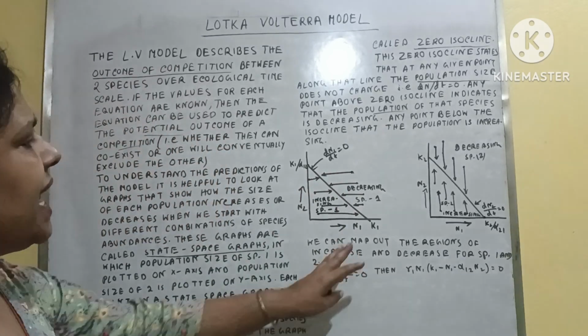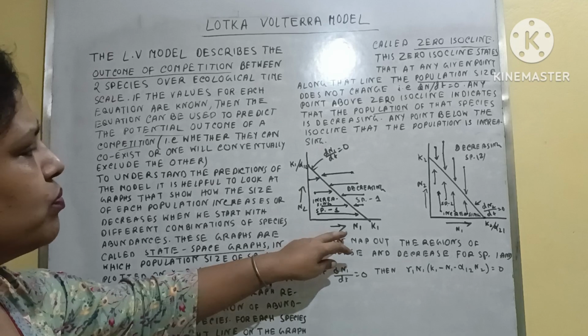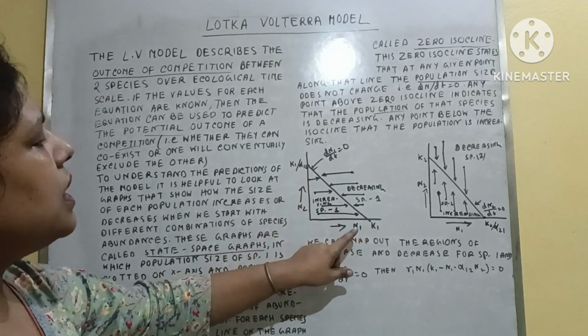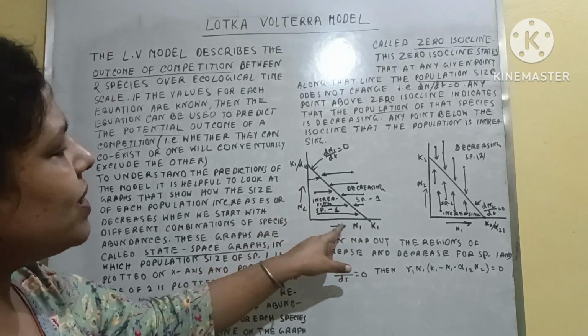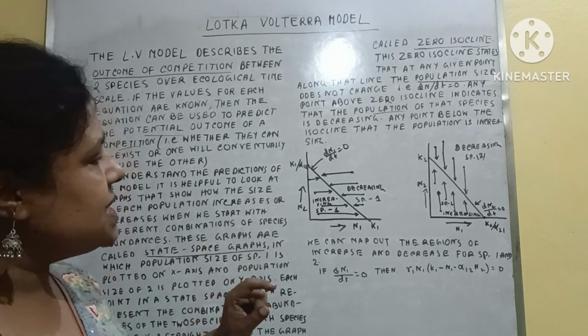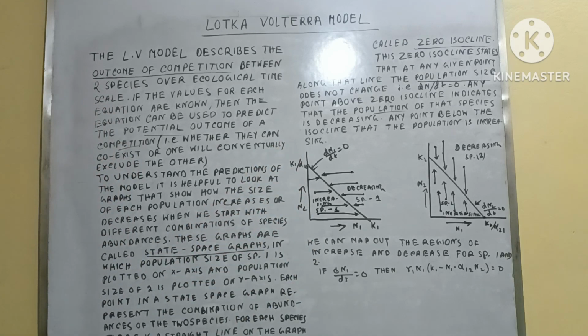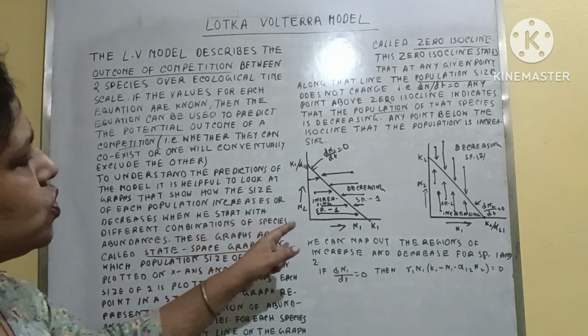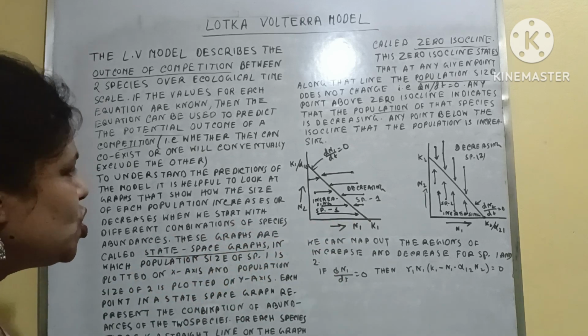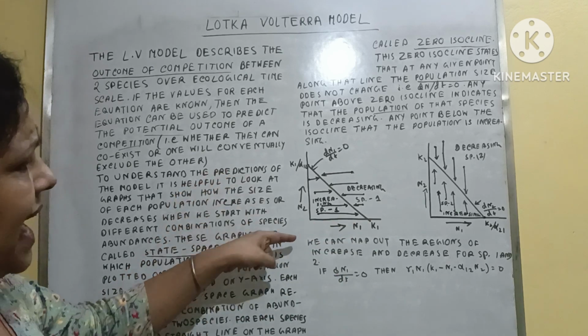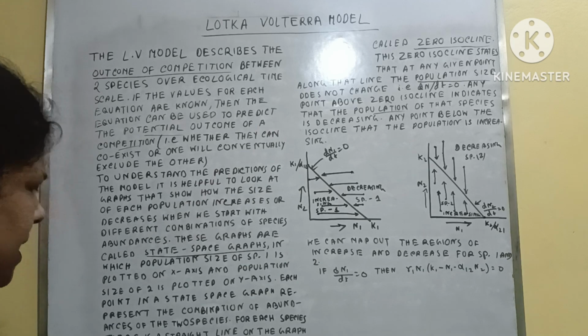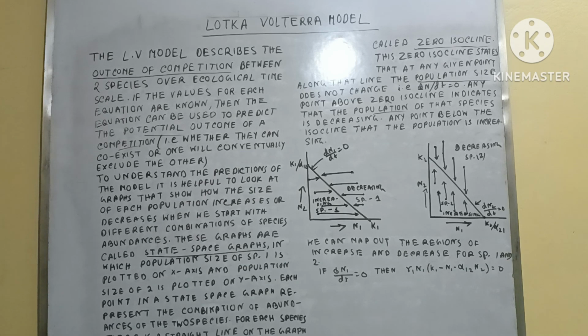So here n1 and n2 both remain, and n1 is on the x-axis and n2 is on the y-axis. That means species 1 is plotted according to the x-axis, and species 2 is plotted according to the y-axis. Clear?